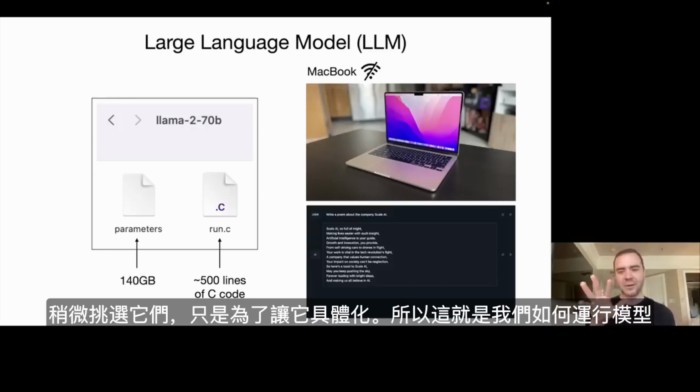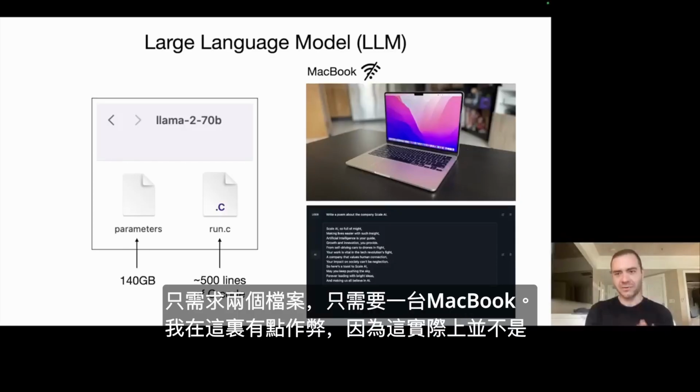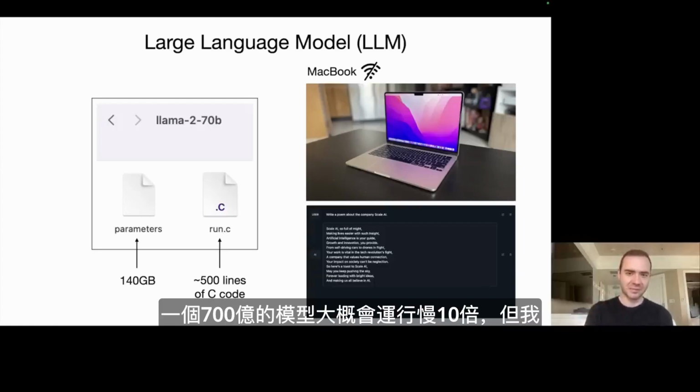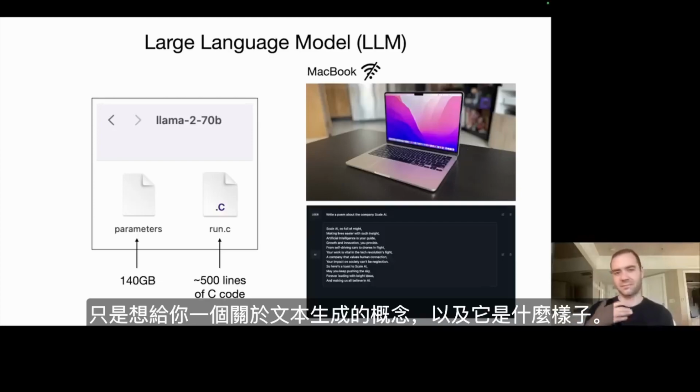So this is how we can run the model. It just requires 2 files, just requires a MacBook. I'm slightly cheating here because, in terms of the speed of this video here, this was not actually running a 70 billion parameter model. It was only running a 7 billion parameter model. A 70B would be running about 10 times slower. But I wanted to give you an idea of just the text generation and what that looks like.